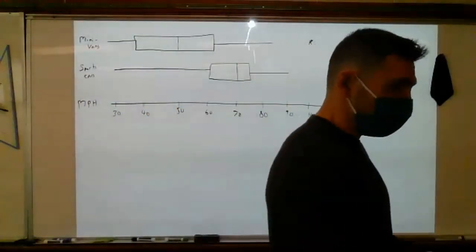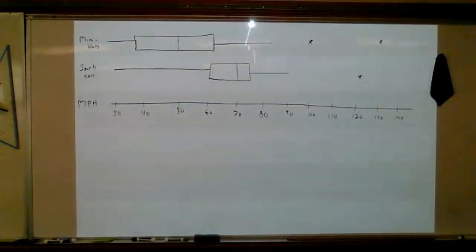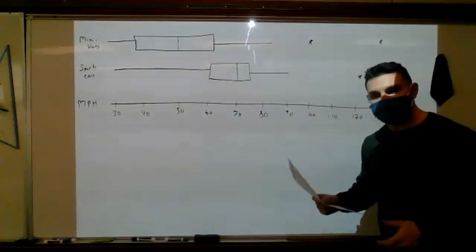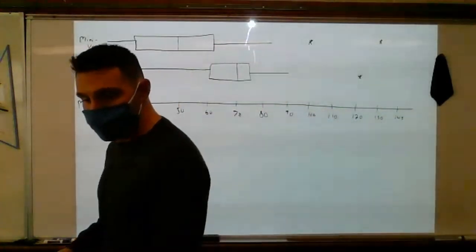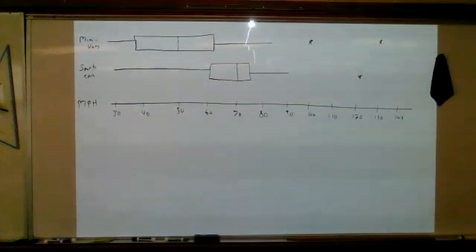Okay, we got to pick up the pace a little bit. Here we go. So, based on the box plots, which type of vehicle has more observations? And by observations, that means which one has more data? The minivans, or the sports cars, and why?